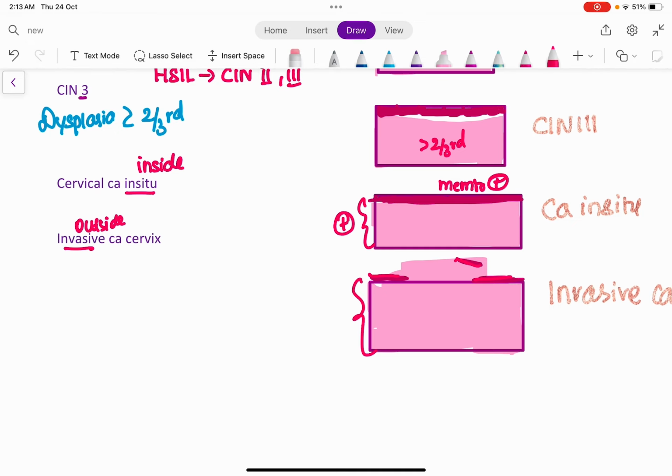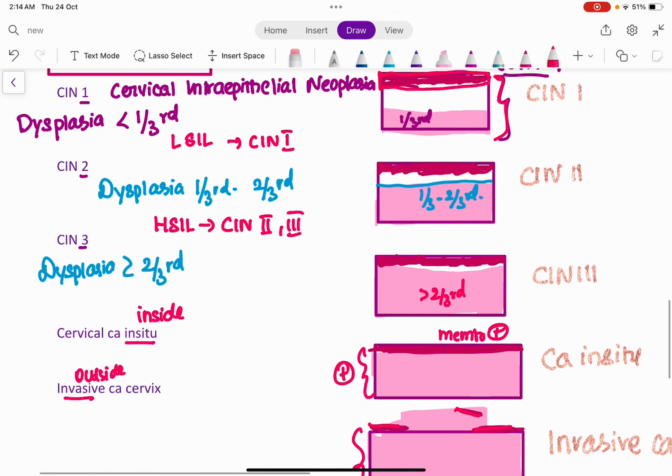Carcinoma in situ means the entire cervical thickness is involved, but the overlying membrane is intact. CIN 1, 2, 3 means 1 is 1/3, 2 is 1/3 to 2/3, 3 is more than 2/3, and in all the CIN1, 2, 3, the membranes are intact. So this is all about cervical intraepithelial neoplasia, which are basically the reports of colposcopy, right?